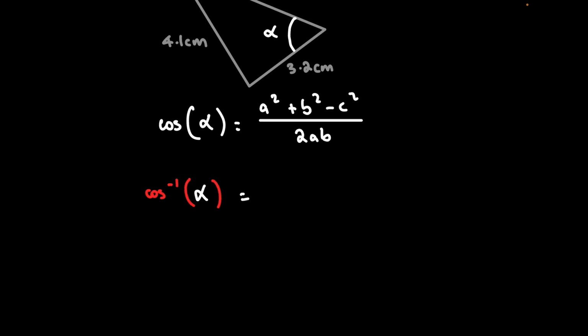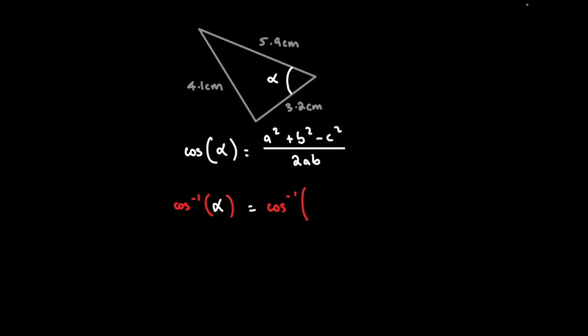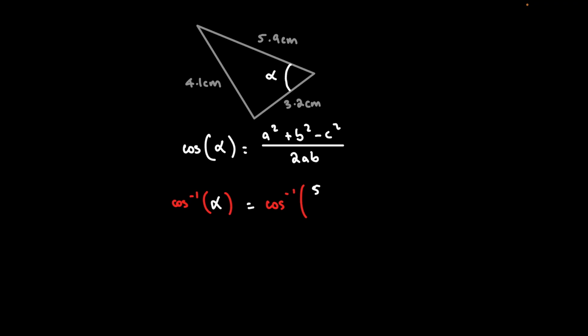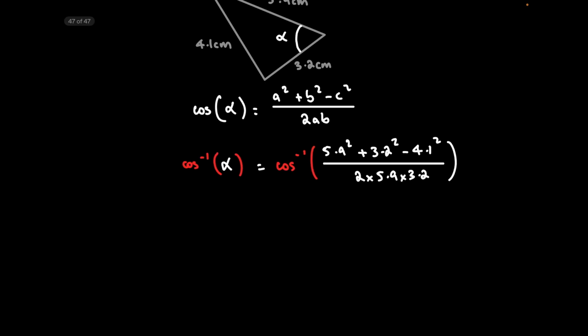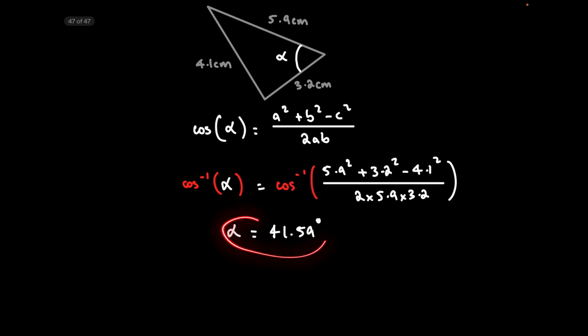Okay, and that is equal to the cosine inverse of all the values being plugged into the right-hand side. So what we would get is a squared is simply 5.9 squared plus 3.2 squared minus 4.1 squared, all over 2 times 5.9 times 3.2. Okay, and once we evaluate this, we can work out in our calculator that alpha is simply equal to 41.59 degrees.